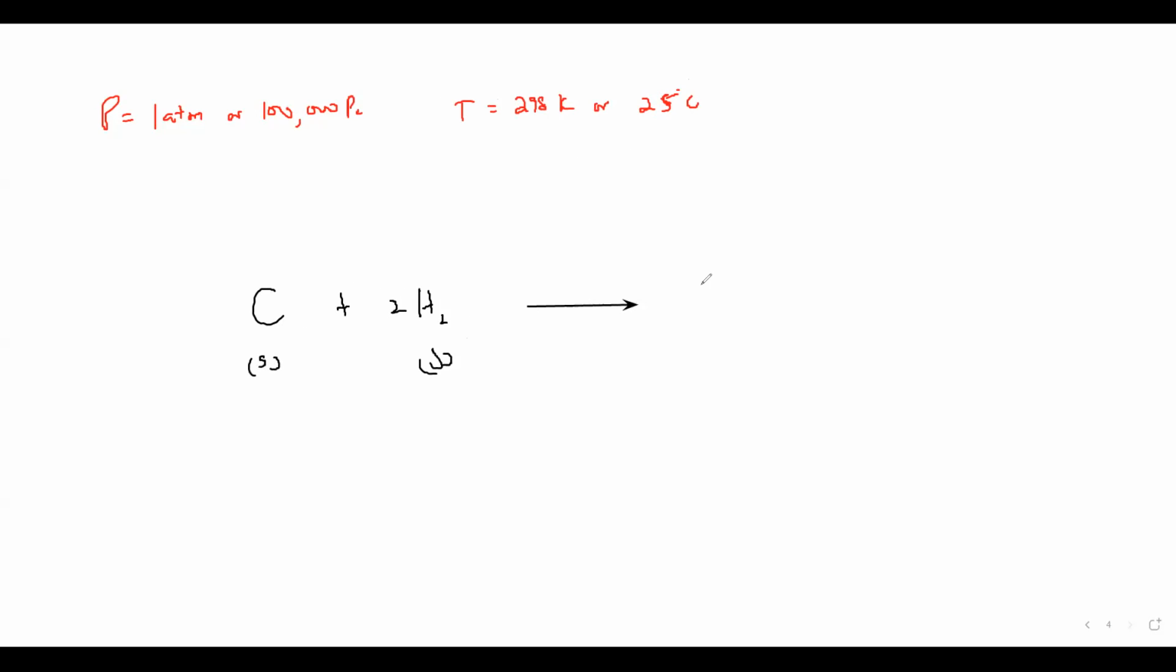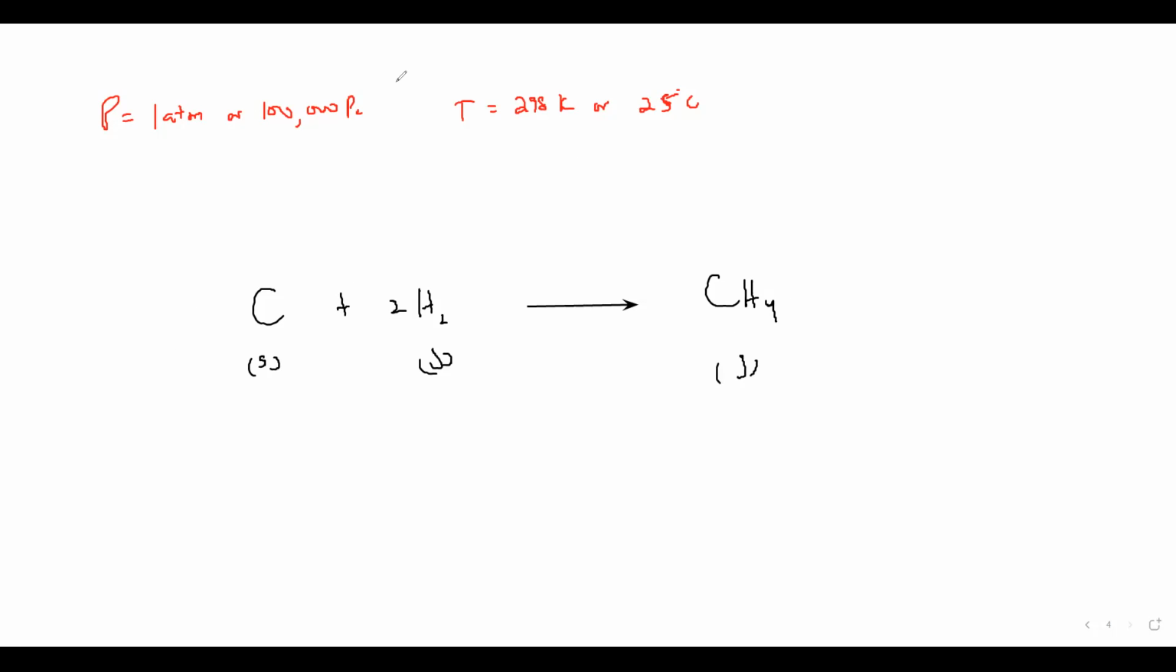if I say the condition, the pressure was 1 atm or 100,000 Pascal, the temperature is 298 Kelvin or 25 degrees centigrade, and what we did, we mixed carbon with hydrogen, carbon in a solid state at room temperature and hydrogen as a gas. So when we mix them together, what is the result? It results in the formation of 1 mole of CH4, which we also call methane.